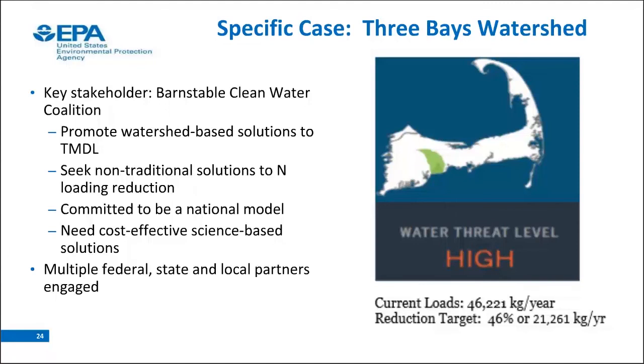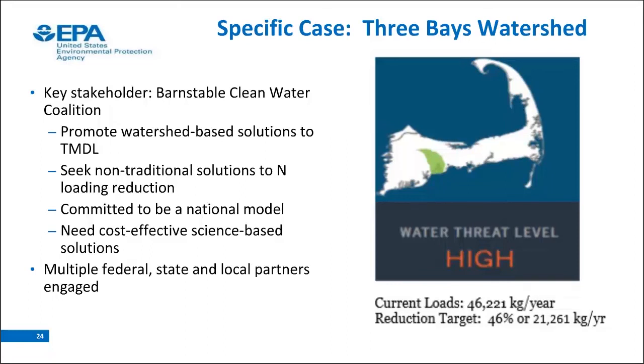So the specific case for us is the Three Bays watershed. It's one of those 34 watersheds on Cape Cod that has the TMDL for nitrogen. Their target is to reduce their nitrogen load by a little over 20,000 kilograms per year. Our key stakeholder is the Barnstable Clean Water Coalition. They're a local nonprofit organization, and their director, Z. Crocker, is an enthusiastic partner for this work.